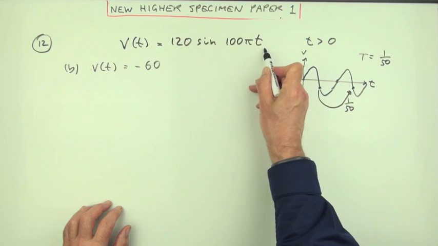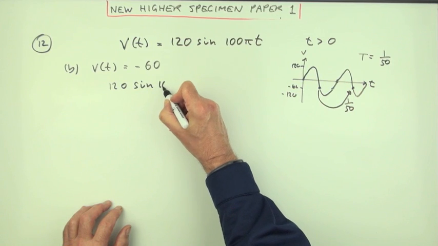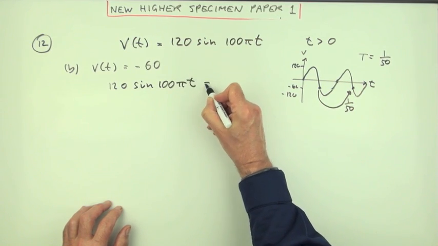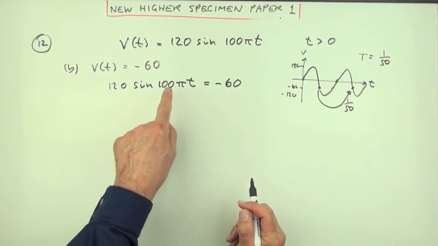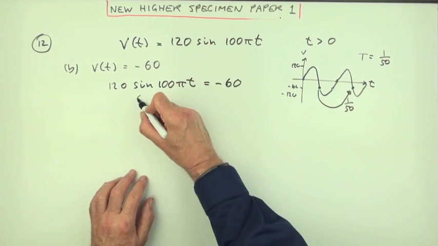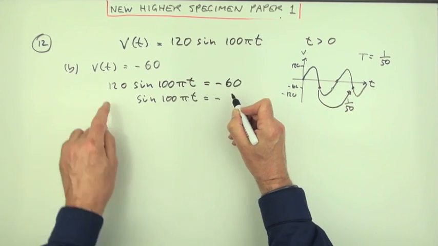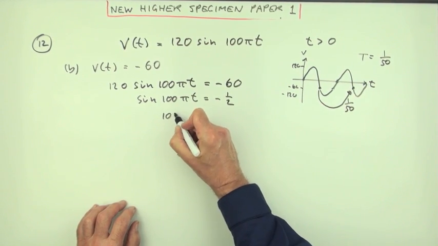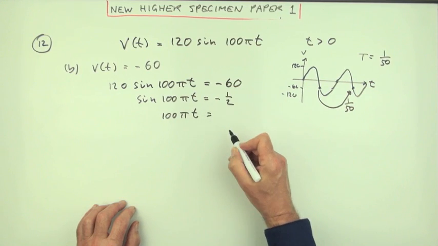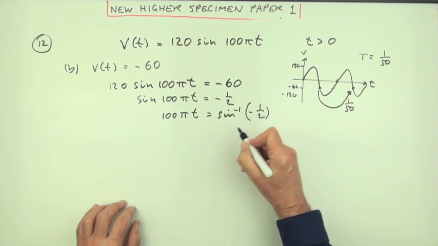Well, when does this equal that? When does 120 sine 100 pi t equal negative 60? I want t, so I'm just going to get rid of all the bits and pieces. So first of all, get rid of the 120. Sine 100 pi t is negative 60 over 120, that makes that negative half. That's handy because I know that one. So that means 100 pi t will be, I've done it now, inverse sine of negative a half.